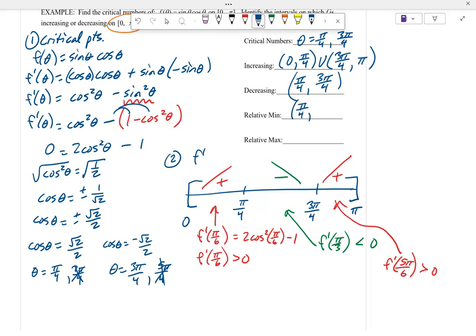Plug this into the original function, which is sine of pi fourths times cosine of pi fourths. That'll end up being root 2 over 2 times root 2 over 2, which is 2 fourths or 1/2. Plug that into the original function.